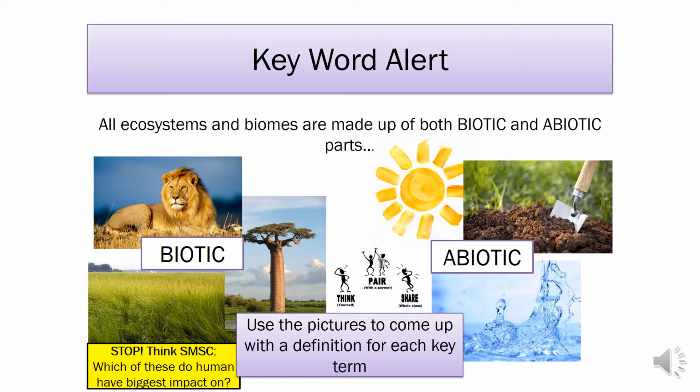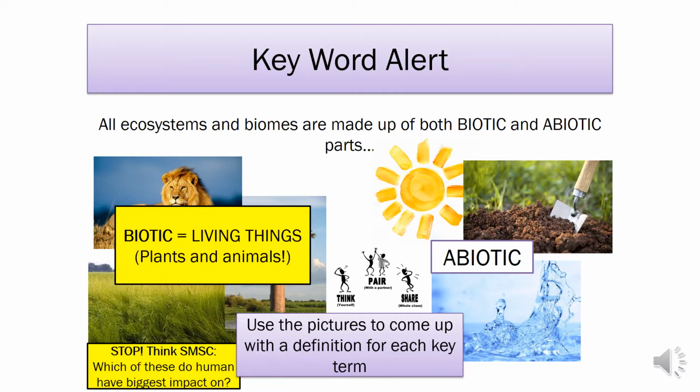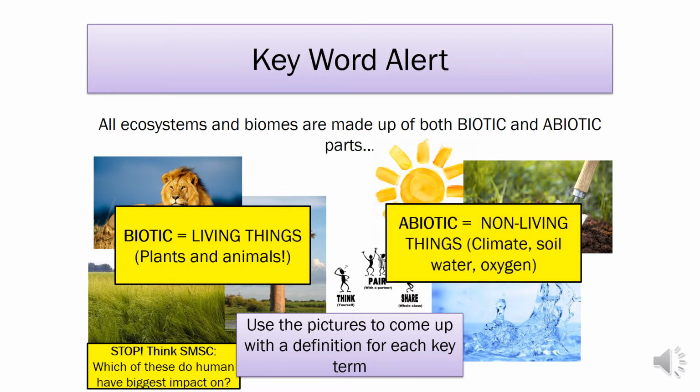Okay then, let's see if you got it right. So biotic is a living thing, plants and animals, and abiotic is the non-living things that biotic things rely on. For example, climate, soil, water, and oxygen. Biotic things and abiotic things interact, and together they make something called an ecosystem, and then a large ecosystem is a biome. And the biome we're focusing on today is the savanna.